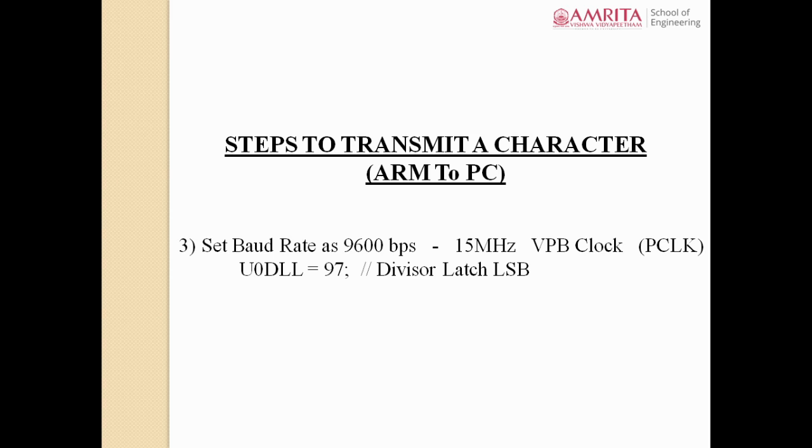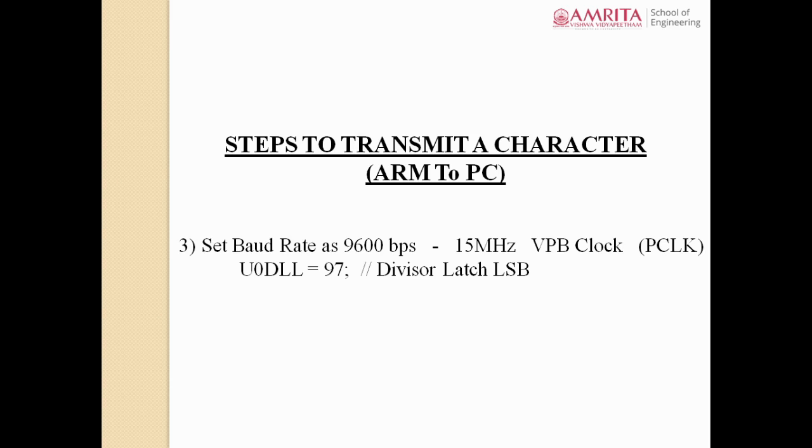So whatever calculation you are doing with the peripherals, you should take the clock as PCLK, because all your peripherals are connected to the VPB bus, and in the VPB bus you are using PCLK. Don't take CCLK for the calculation, right? So here your PCLK, or peripheral clock, is operating at 15 megahertz. So for the calculation of baud rate, that is 9600 bps, you need to use 15 megahertz as the clock input, right?